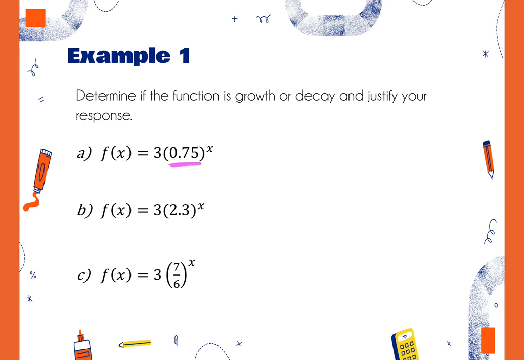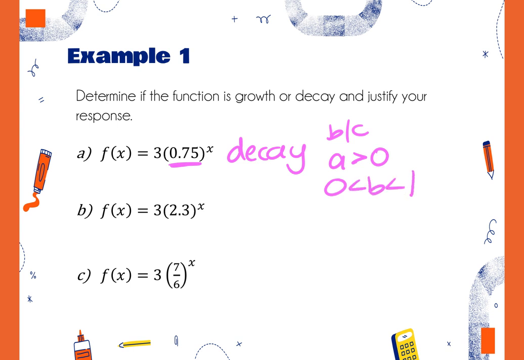In A, our B is either bigger than 1 or in between 0 and 1, right? So which one is it? It's in between 0 and 1, which means it has what? Decay. So this one would have decay, and it's because A is greater than 0 and B is between 0 and 1. It will have a whole lot more words than that if it's multiple choice, but that's basically what you're looking for.